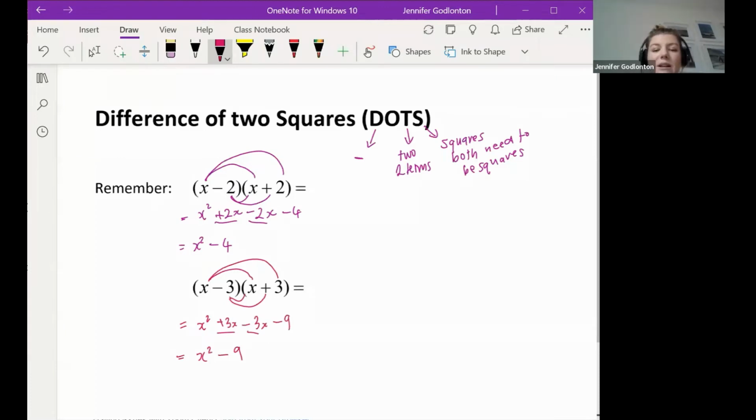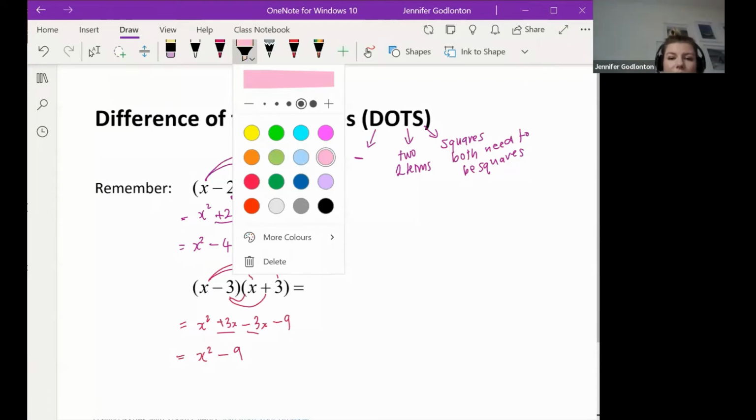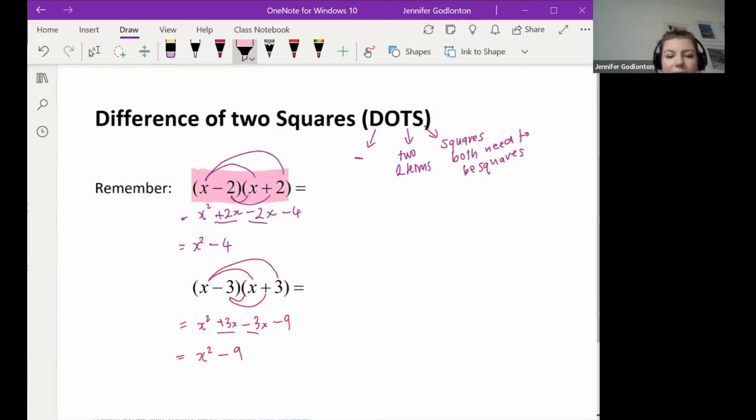Who thinks that they can tell me a pattern that they can see with these two questions? Who can see some kind of pattern? Something that you notice is the same with both of them. Tiana, what do you notice? Both of the terms in the middle are canceling out each other. Okay, yeah, cool. That's definitely true. What do you notice though about this and this that are the same? The plus and the minus. Okay, yeah, that's a great start. There's a plus and a minus in both.